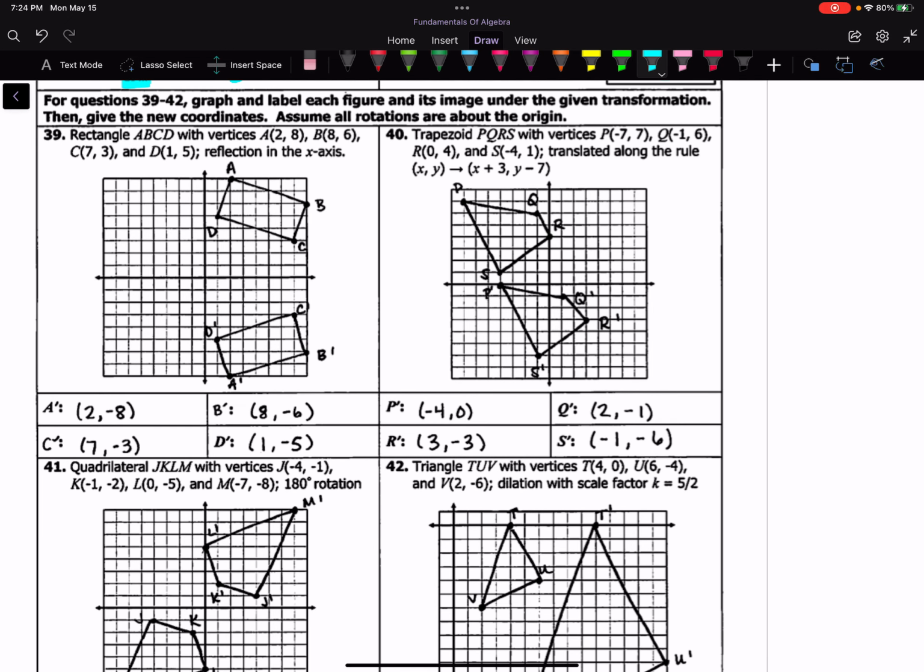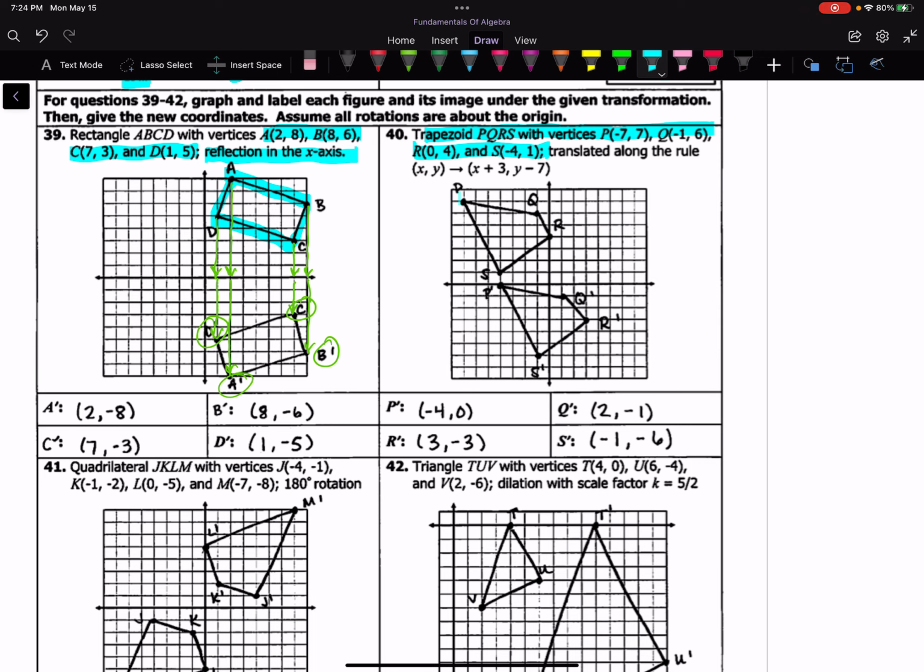39 through 42, graph and label. They graph for you right here. This is our original, and we're reflecting across the x-axis. So reflecting across the x-axis, for C we come down 3, 3 more, and that's our C prime. B, we come down 6, 6 more, there's B prime. A, we came down 8, and 8 more, A prime. And D, we came down 5, 5 more, D prime. Okay? Take a look at the trapezoid.